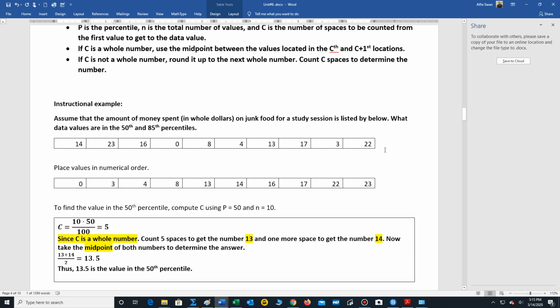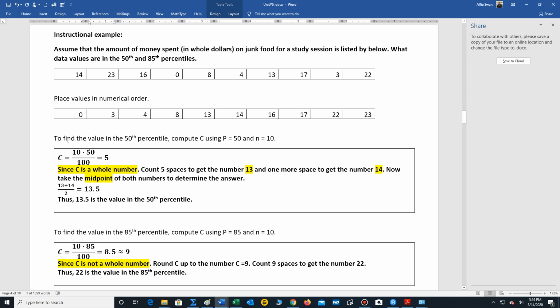Okay, let's assume that we have some data values that have been given. They've been collected. Basically, they're the whole dollars of the amount of money spent on junk food for a study session. And we want to find those data values that are in the 50th and 85th percentiles. Now remember, step 1 is to take the data set and to place them into numerical order. And I've done that for you, everyone here.